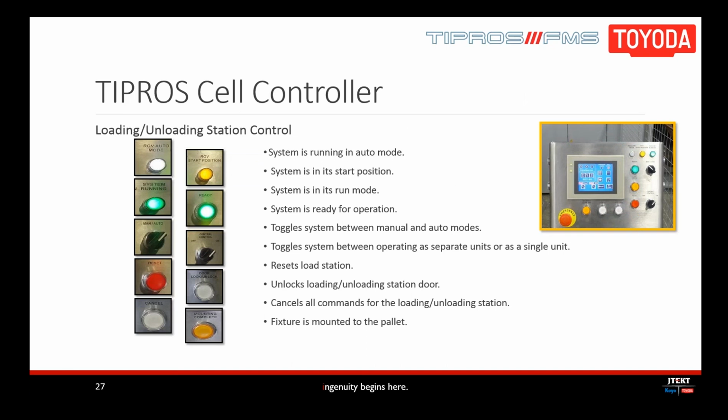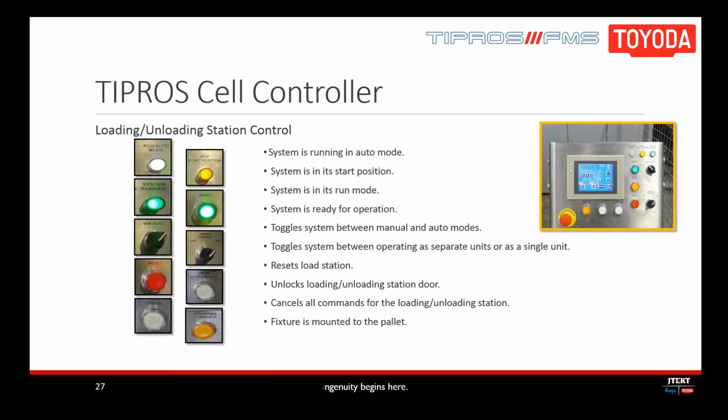So this is the panel where the operator controls all inbound and outbound pallets that go into the cell. A lot of these are fairly self-explanatory, so we're going to go through them fairly quick. RGV auto mode will light up when the system is in auto mode. RGV start position will indicate when the RGV is in its start position. System running will be green when the cell is in run mode. Our ready light will turn green when the cell is on and ready to begin production.